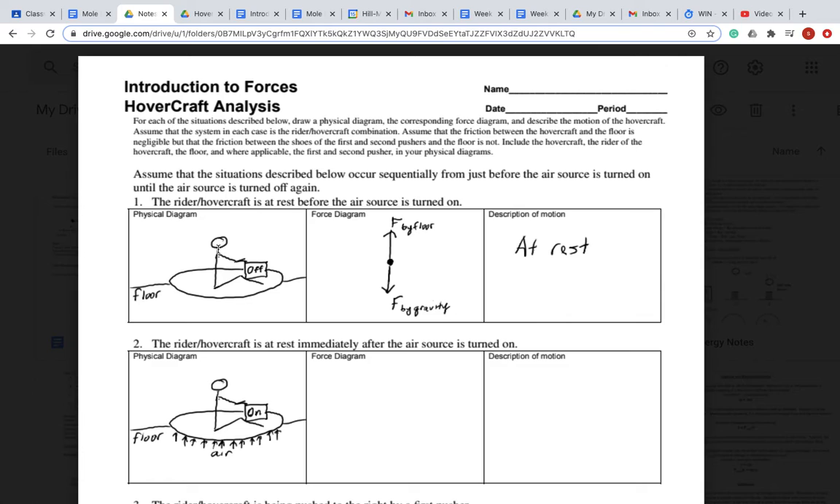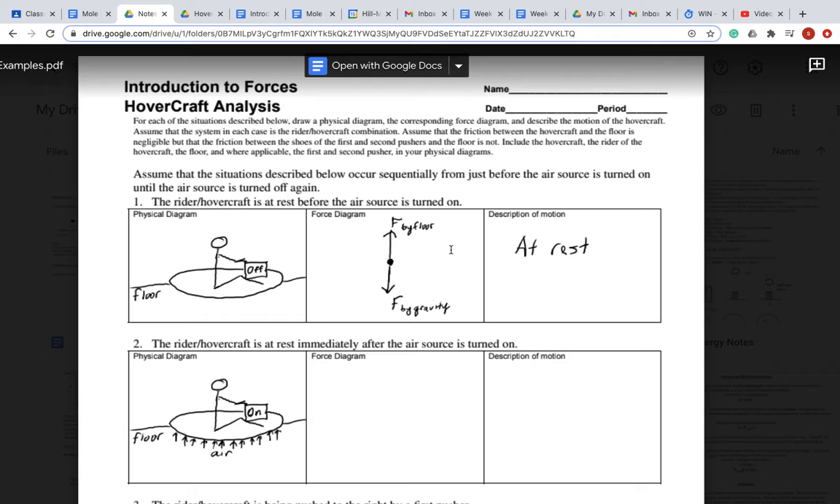I use stick figures for people. I always will. I have a nice circular disc for the hovercraft. And then I have this nice square for the blower motor, and it says off because it's off. And then I have a line here and a line there to show you that this is the floor. So I hope that's a good enough physical diagram for you, because that's as good as it gets from me.